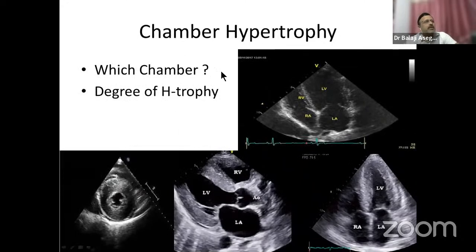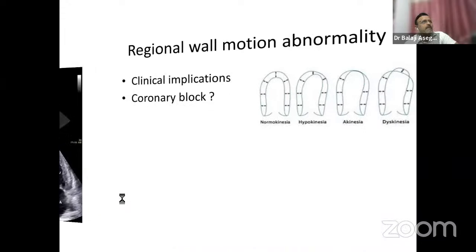Another important comment that echo makes is about the chambers. This is the left ventricle, this is the right ventricle. How is the chamber, whether it is dilated, whether it is hypertrophied? Let me tell you, whenever there is a hypertrophied chamber on echocardiography, you take it for granted that invariably it is associated with diastolic dysfunction. It may vary with severity, but invariably there will be some element of diastolic dysfunction whenever there is chamber hypertrophy.